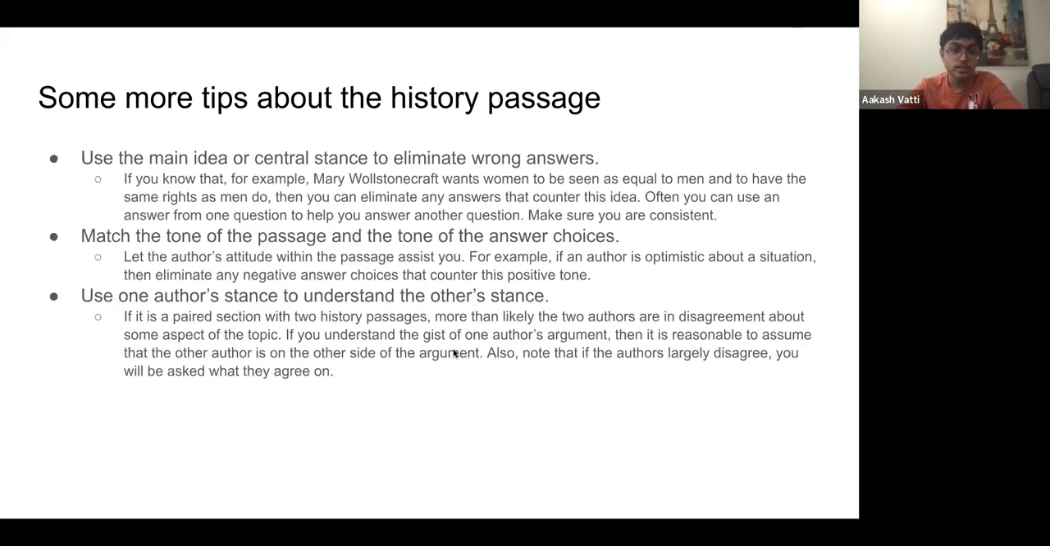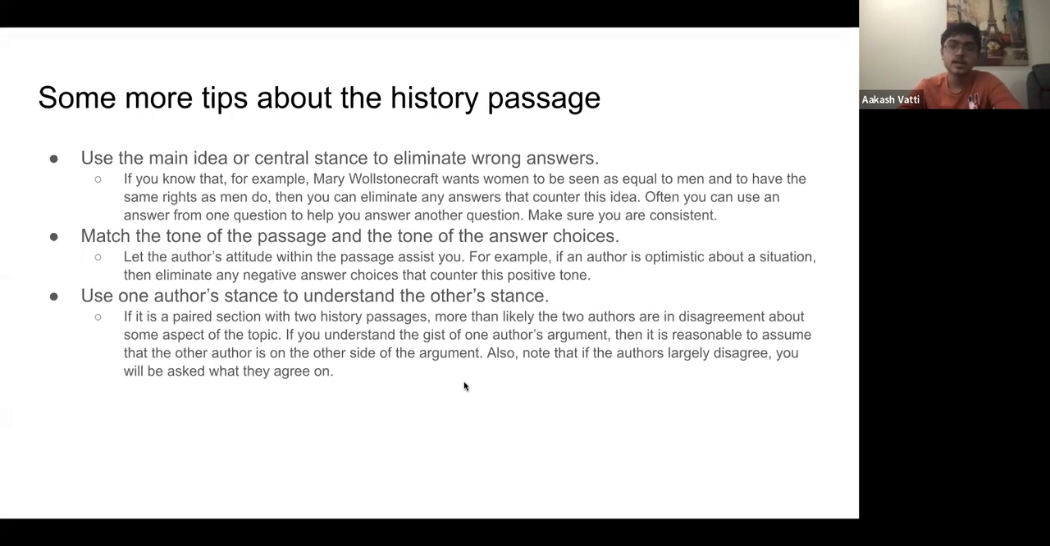Some more tips. Use the main or central stance to eliminate wrong answers. So if you know, for example, that Mary Wollstonecraft wants women to be seen as equal to men and to have the same rights as men do, you can eliminate any answers that counter this idea.